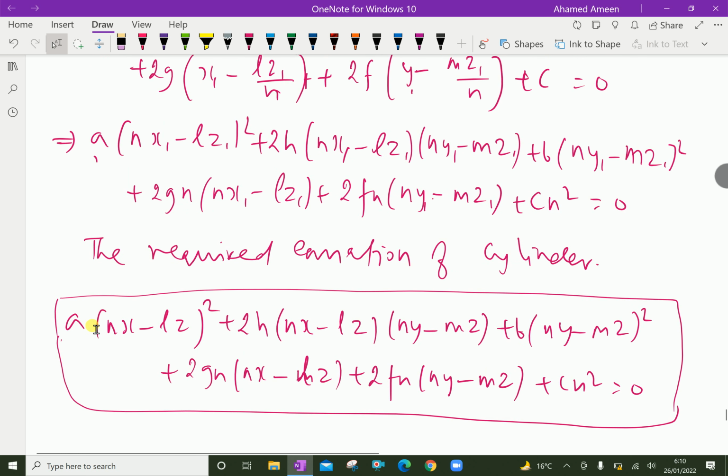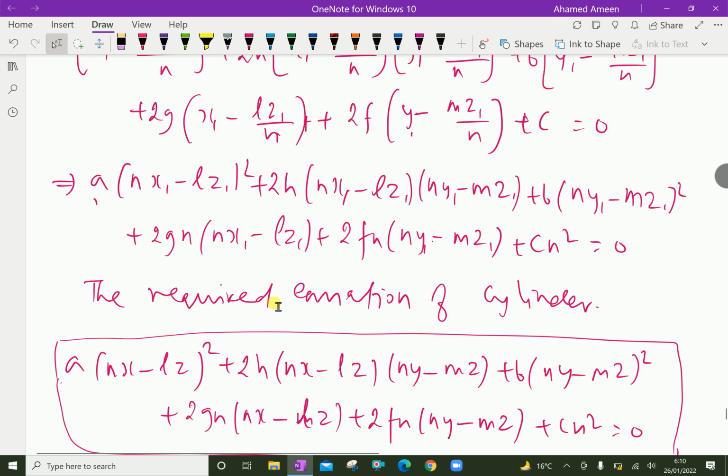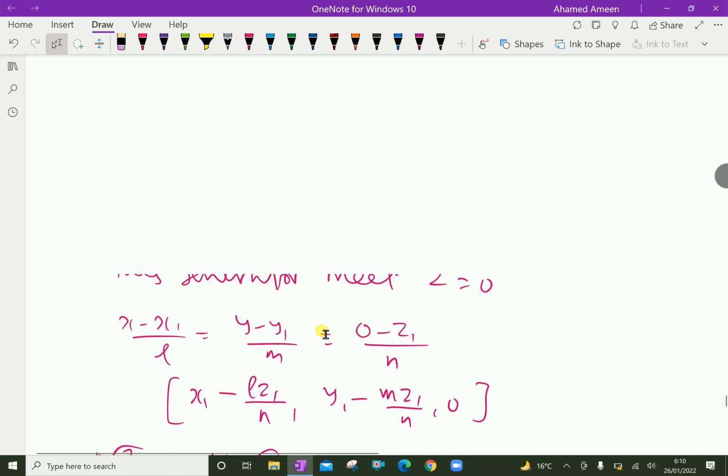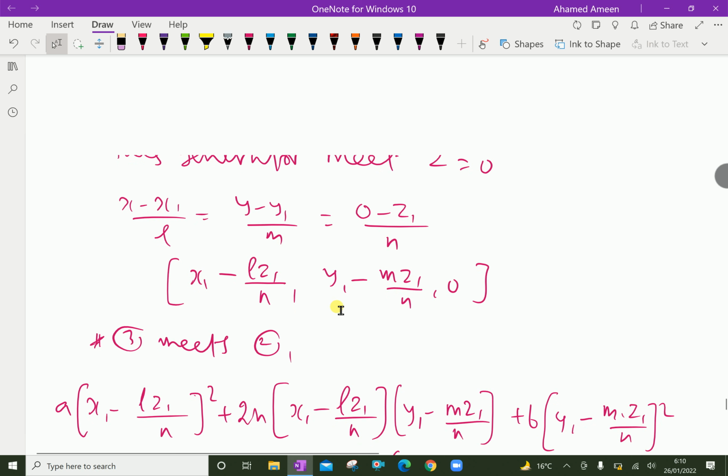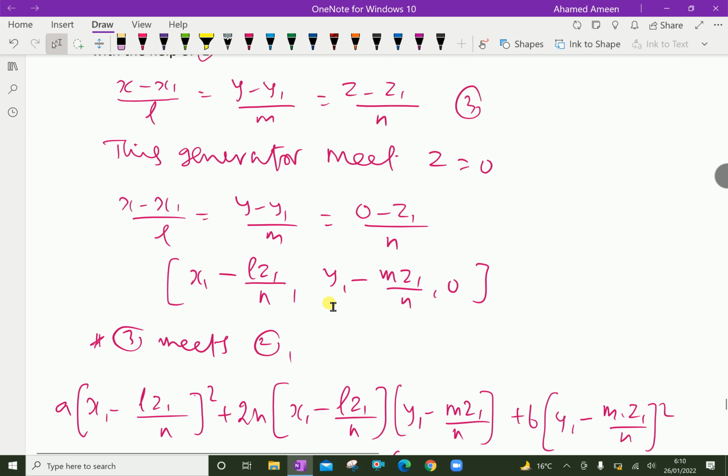In this we got the general equation of the cylinder. Note this point: if the generator is always at a constant distance from a fixed straight line, then the cylinder so generated is called a right circular cylinder. That means if the generators and the fixed straight line, that is the axis, are parallel, and the base conic is perpendicular to that axis, then you can say it is a right circular cylinder.